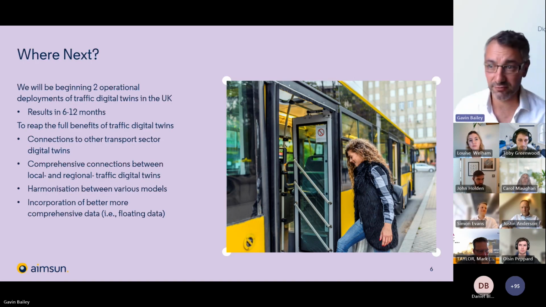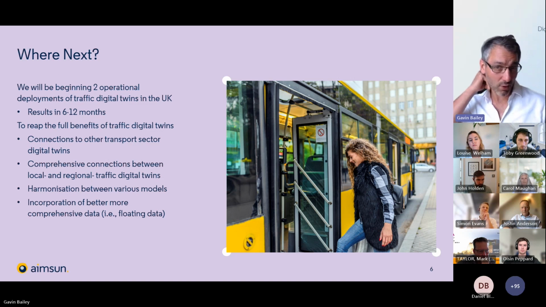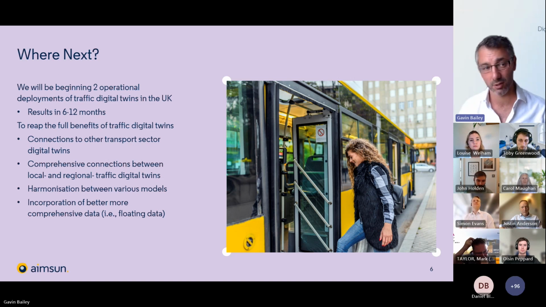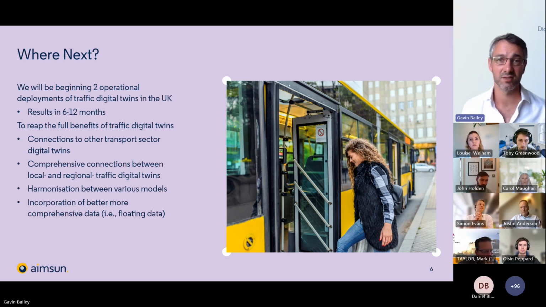So just to conclude then, where next? Well, we'll be beginning the 2 operational deployments of traffic digital twins in the UK for the purposes of bus reliability. Hope to have results within 6 to 12 months, hoping everything goes well. So we'll hopefully be able to come back and present those results.